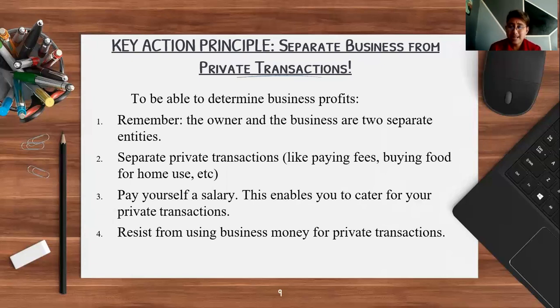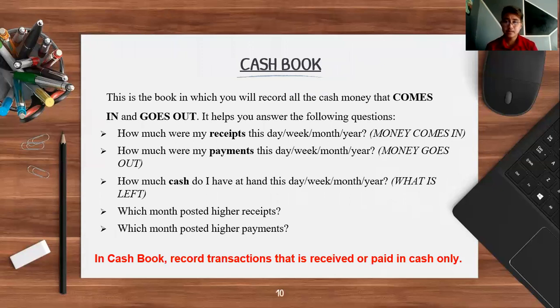Next, pay yourself a salary. This enables you to cater for your private transactions. Ito po yung pinakamagandang gagawin ng isang entrepreneur, para mabili din natin yung private needs natin, of course, we need to pay ourselves or we need to have a salary from the business that we have. Hindi yung kukuha tayo ng pera sa negosyo at ang malulugi lang naman doon is tayo. Next is receipts from using business money for your private transaction. Iwasan po ang paggamit ng business money for your private transaction. Okay, so that is the key action principle, which is to separate business from your private transaction. So let's proceed to the next topic, which is the cash book.